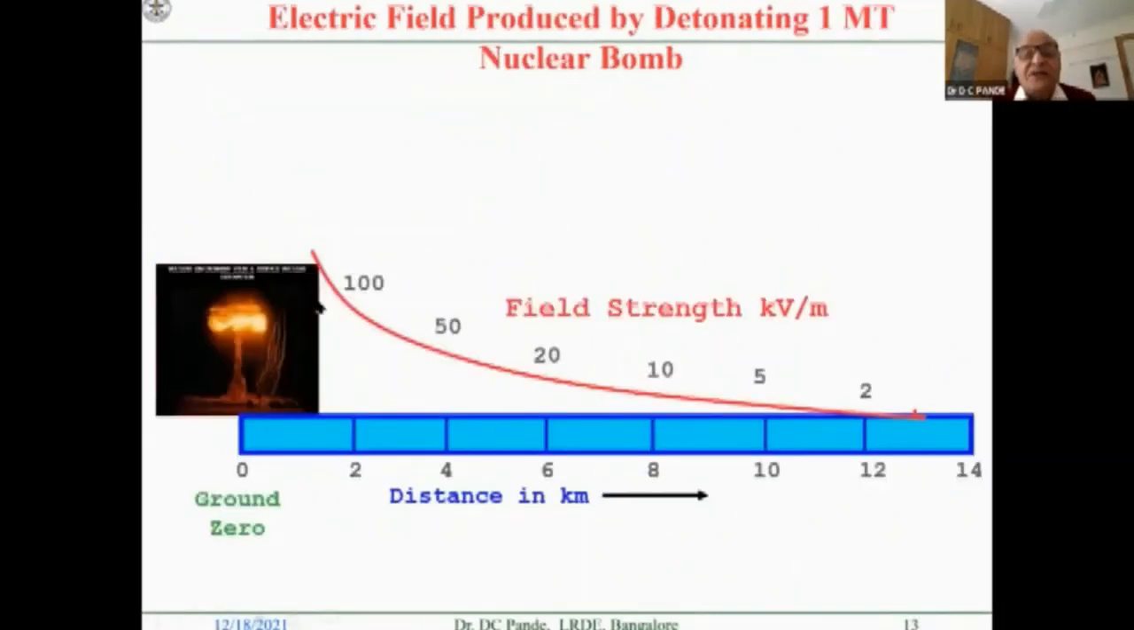If, say, a 1 megaton burst takes place, a field is going to fall. At a distance of up to 10 kilometers, at a distance of 2 kilometers from the burst, the field is as large as about 2 kilovolts per meter. And these are very strong fields per meter.